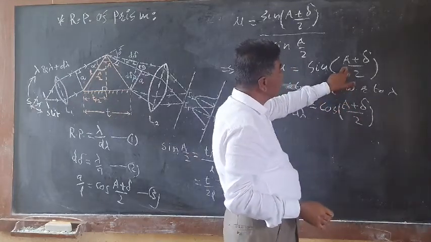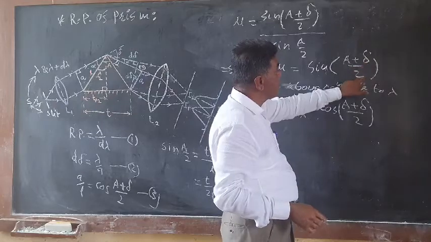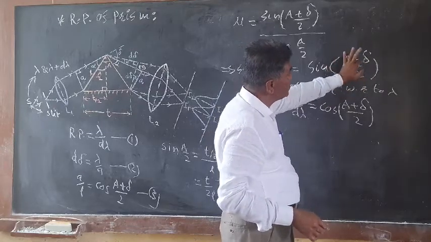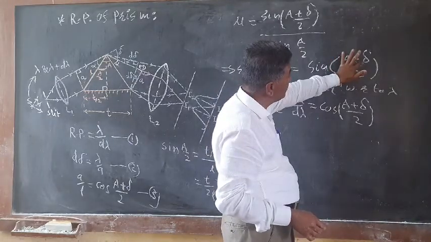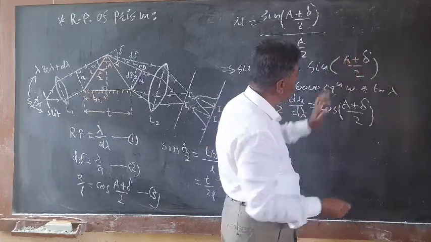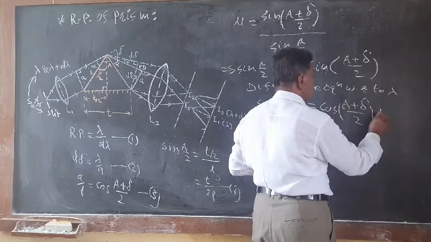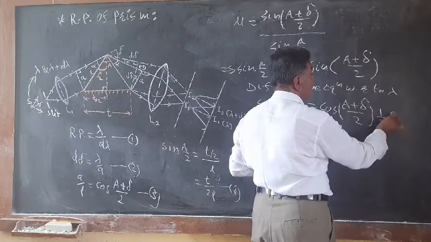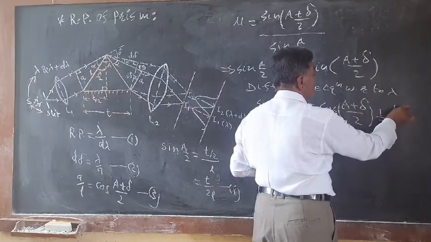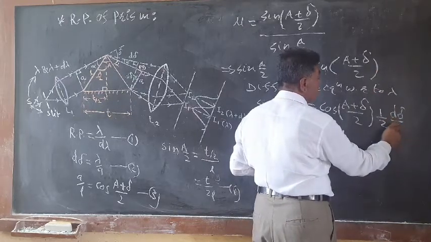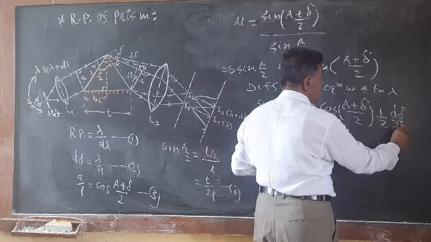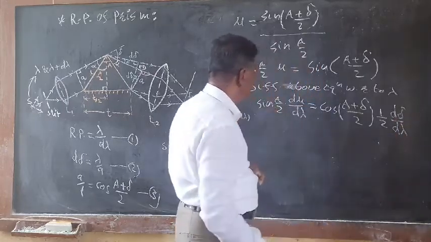Similarly, we will take the differentiation of the angle A plus delta by 2, that is A by 2 plus delta by 2. A by 2 is constant, differentiation is 0. So we keep the 1 upon 2 as it is, and the differentiation of the angle, that is d delta divided by d lambda. So this is the differentiation.